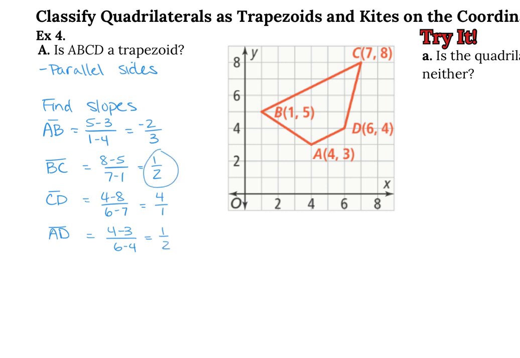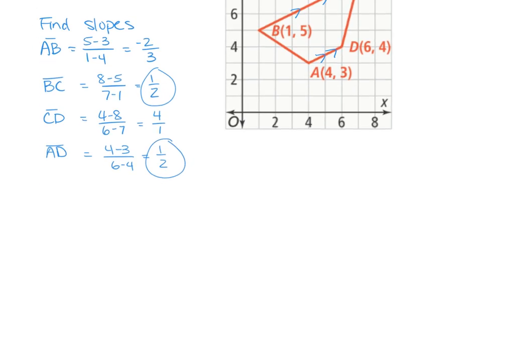So on this one, I do have congruent slopes for side BC and AD. So those sides are parallel. So because AD and BC are parallel, it is a trapezoid.